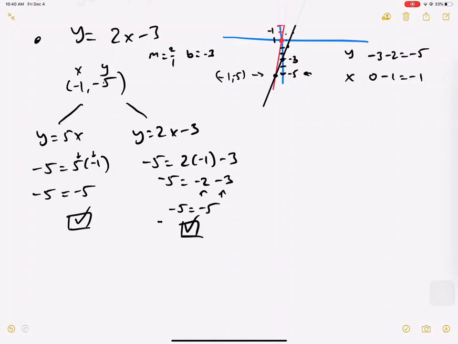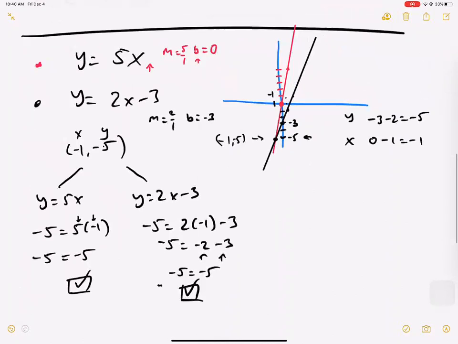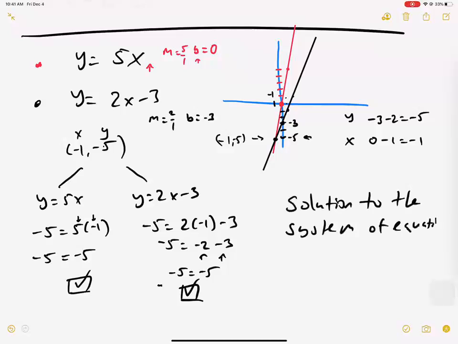So we verified my crappy graph here by just plugging in the numbers to my equations. And if they both have a true statement, they both have a common point. Yes, these lines intersect at that one point. And we call this a solution to the system of equations. And the solution is negative 1, negative 5.